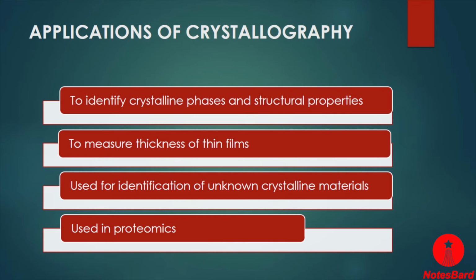So now let's discuss the significance and applications of X-ray crystallography. As we have discussed, the method of X-ray crystallography is used to determine the molecular structure of any crystalline material. It is used to identify the crystalline phases and the structural properties of different types of crystallized materials, and it is also used to measure the thickness of any thin film and also of any multi-layer film.